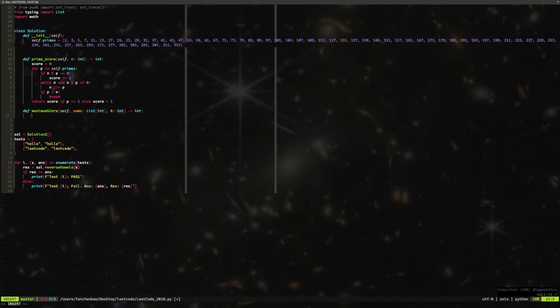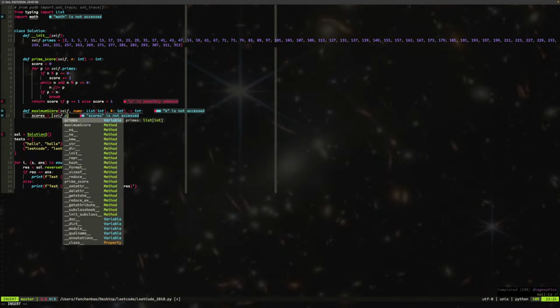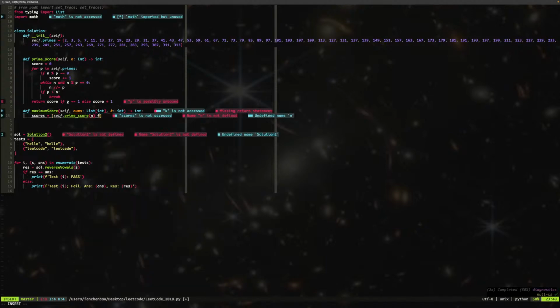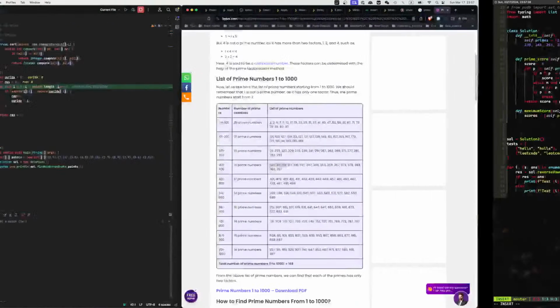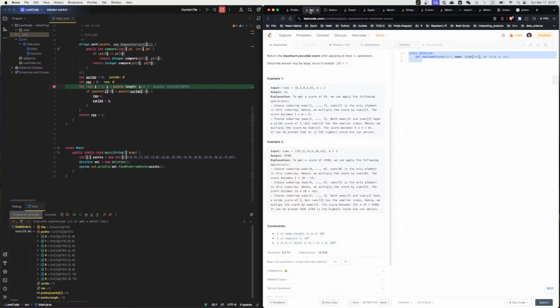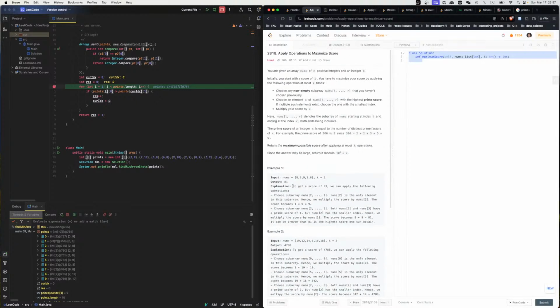So the first thing we can say is score is equal to self.prime score n for n in nums. Okay, so we create an array with all the prime scores. We don't need this one anymore.